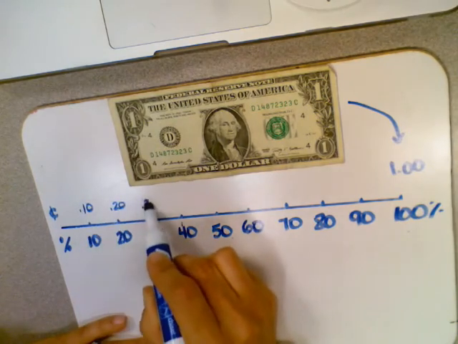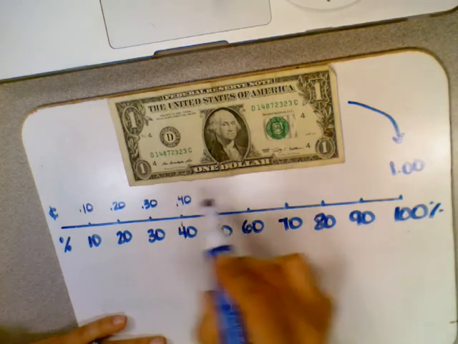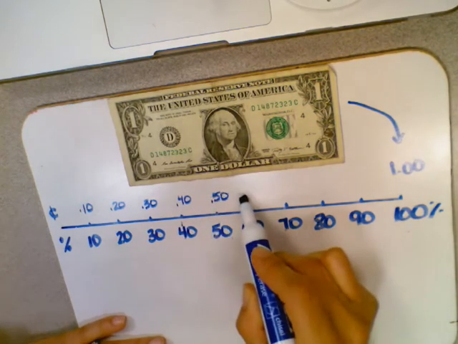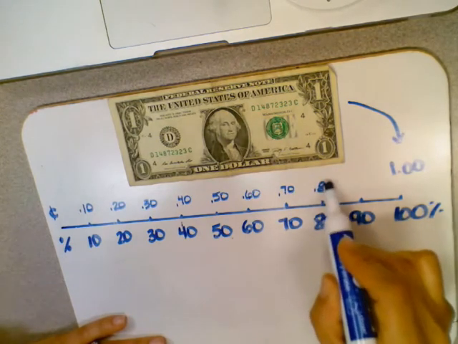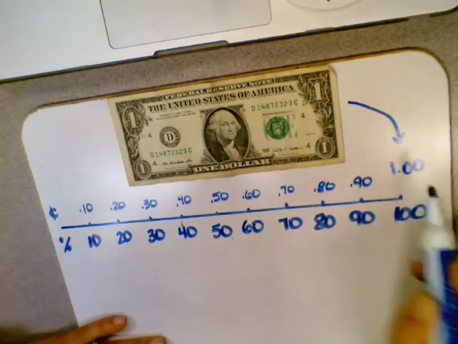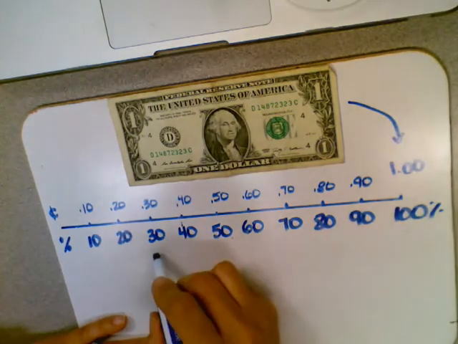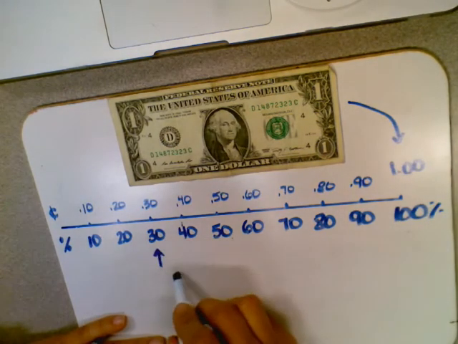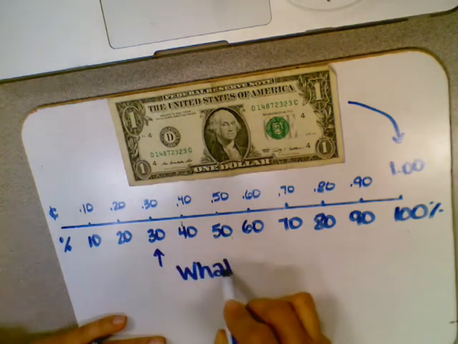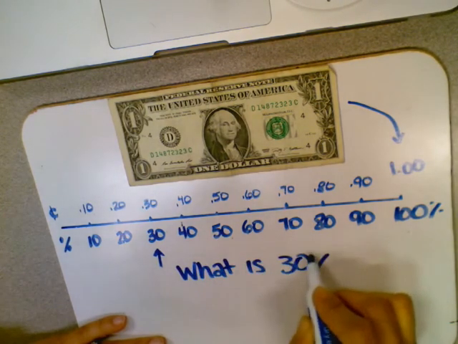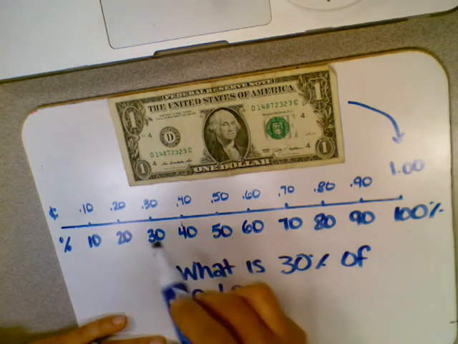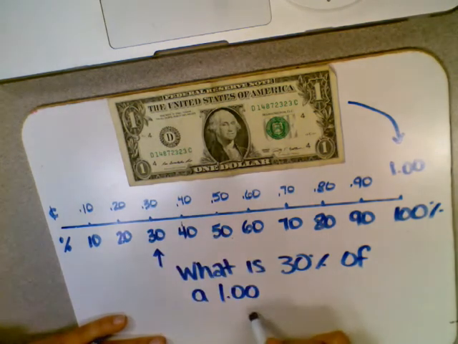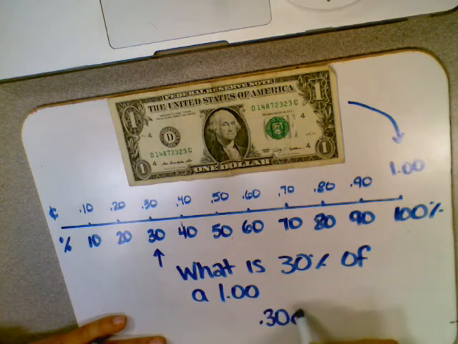So now I write those numbers right above each of these tick marks, signifying that these are the cents each is worth. So now when my teacher asks me, okay, what is 30% of $1? I can immediately answer her and say, well, 30% of $1 is 30 cents.